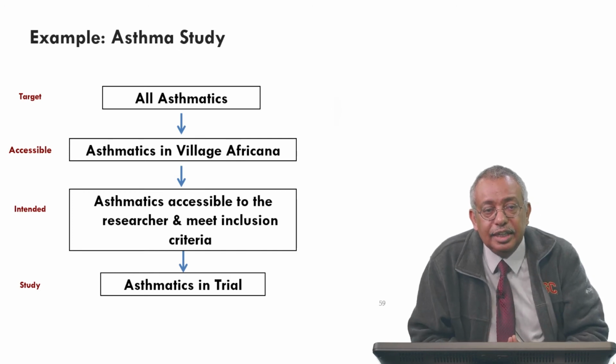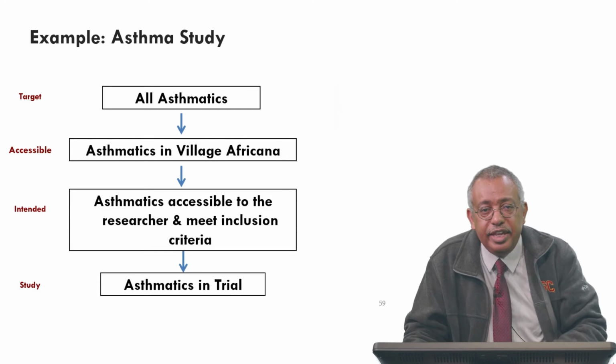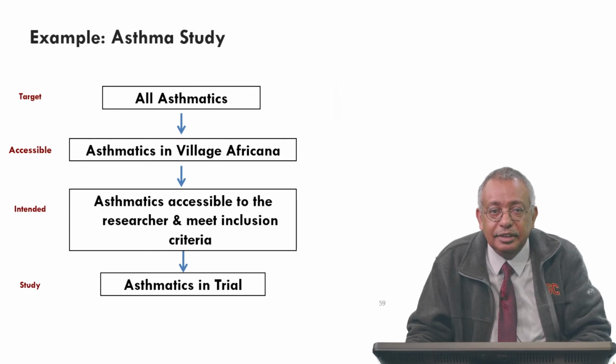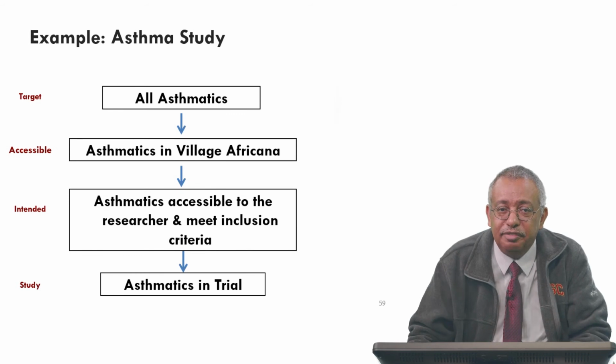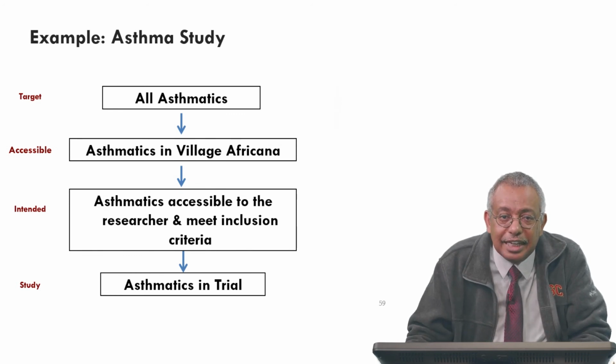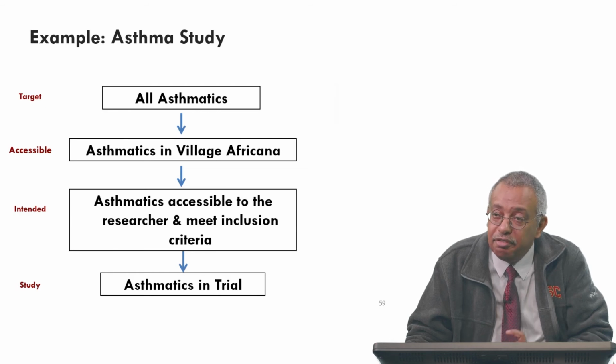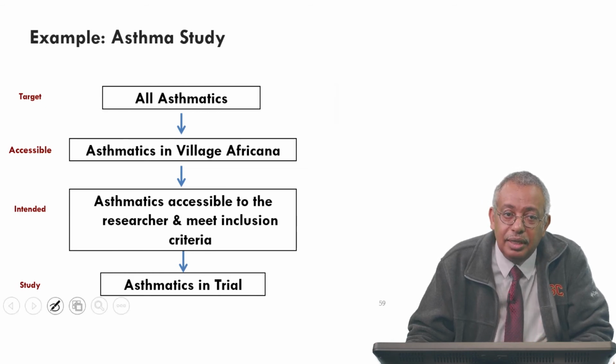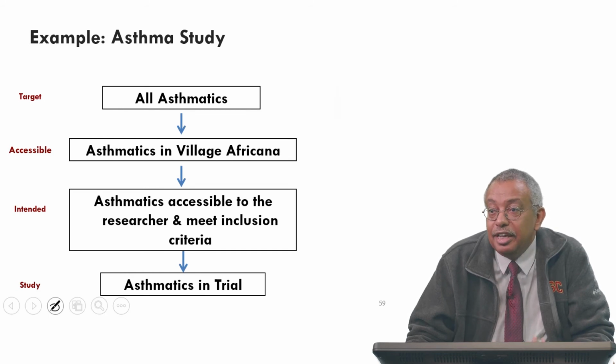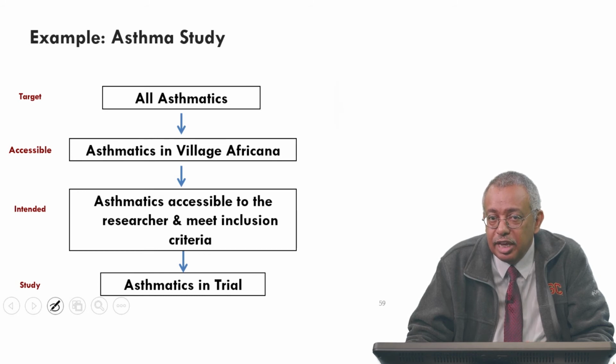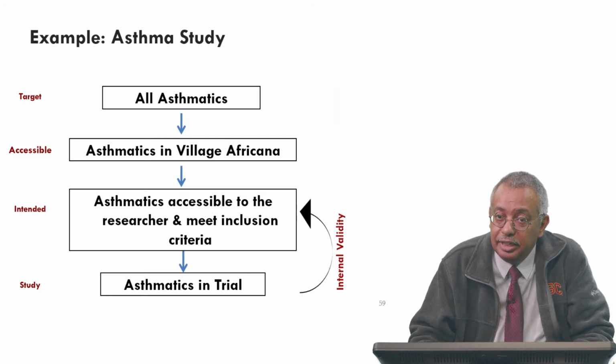So for instance, let's say the target is all asthmatics, and the accessible population is asthmatics in some village in Africa. I'm going to call it Village Africana. And then you have the intended population, which is asthmatics that are accessible to the researcher and also meet some inclusion criteria. So these criteria also could redefine your population unless you're very careful. And then finally, in your study, you have the asthmatics in the trial itself, right? So you have all these arrows going along, and any mistake or misstep in these arrows could completely invalidate how accurately you can go back to what you intended to study in the first place.